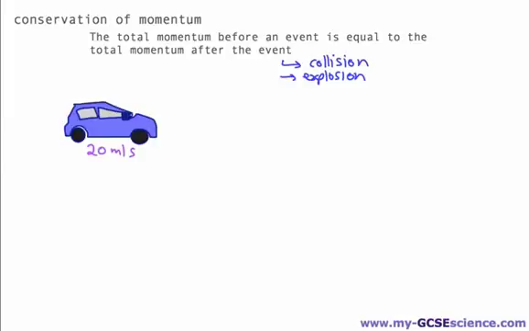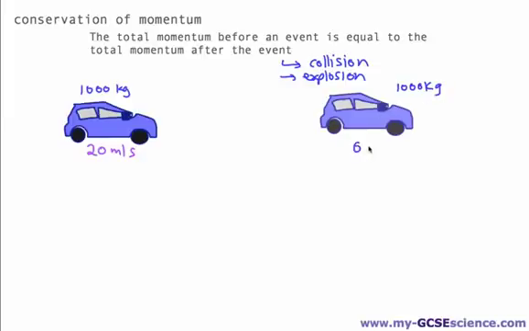So the example I'm giving here is a car moving at 20 meters per second. Let's give it a mass of 1000 kg, and that car bumps into another car which has exactly the same mass, so let's call that also 1000 kg, but this car is actually not moving. So if it's not moving, its velocity is 0 meters per second.